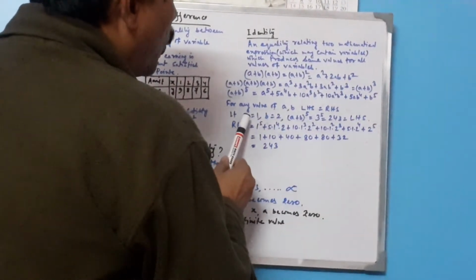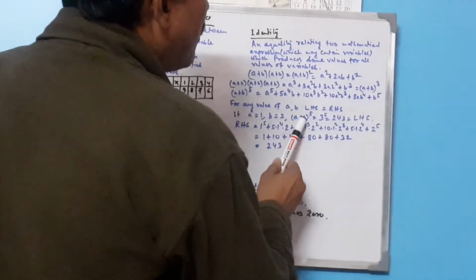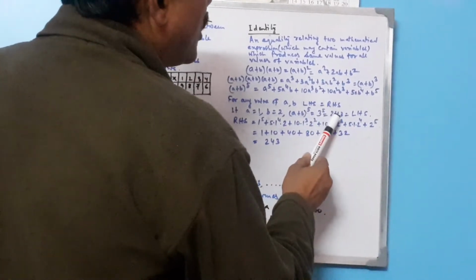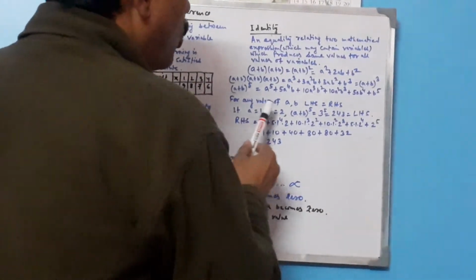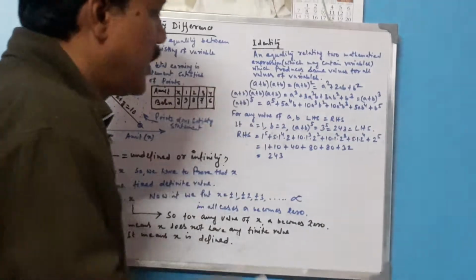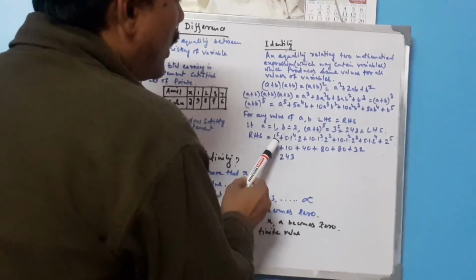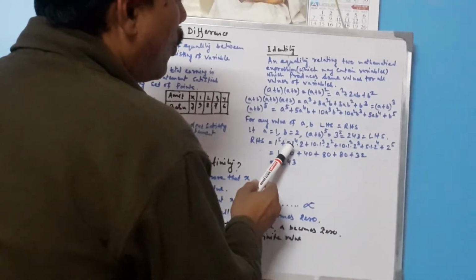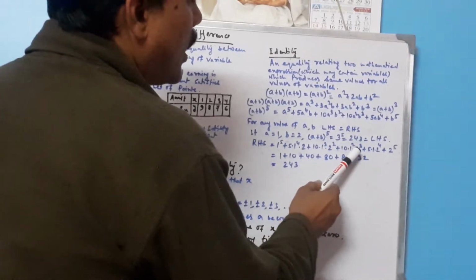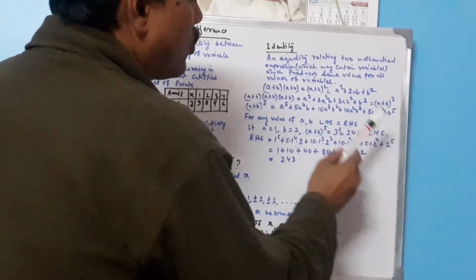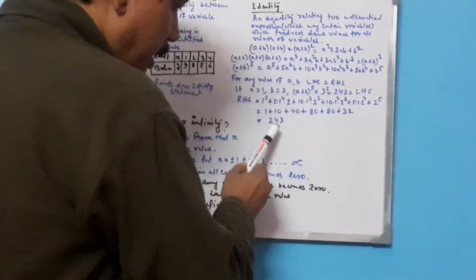If we put a equal to 1 and b equal to 2 in the left hand side, it becomes a plus b whole to the power 5, means 3 to the power 5, means 243. Now let us come to the right hand side. If we put a equal to 1 and b equal to 2, it becomes 1 to the power 5 plus 5 times 1 to the power 4 into 2 plus 10 times 1 cube 2 square plus 10 times 1 square 2 cube plus 5 times 1 into 2 to the power 4 plus 2 to the power 5, means 1 plus 10 plus 40 plus 80 plus 80 plus 32, which becomes again 243.